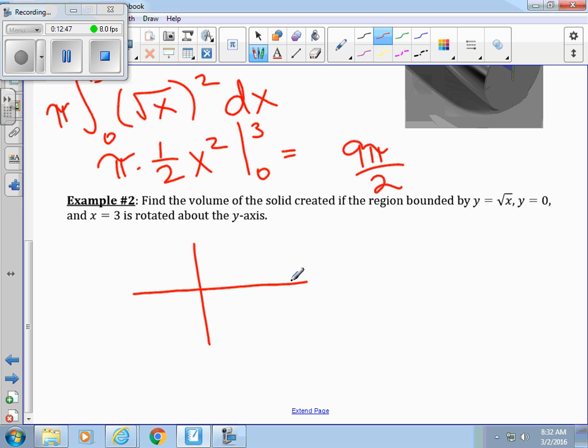Find the volume of the solid created if the region bounded by the square root of x, same first part, y equals 0 and x equals 3. Same region. Everyone agree with that? But now we are rotating around the y-axis. Does that change the problem quite a bit? So now I'm rotating that region around the y-axis. Question, is there a gap between my region and the y-axis? Yes, there is a gap.